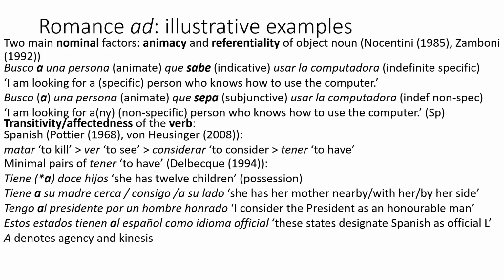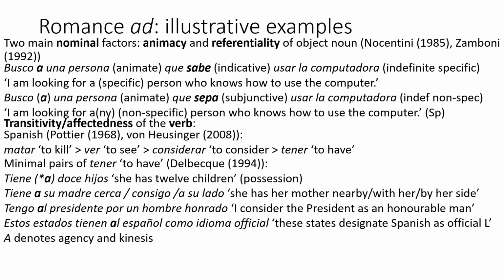However, in more complex, almost metaphorical usages of tener, we do find a. For example, "tiene a su madre cerca, consigo, a su lado," etc. "Tengo al presidente, hombre honrado," or "tienen al español como idioma oficial." The idea is that a here denotes agency and kinesis. So we think in terms of semantic primitives.